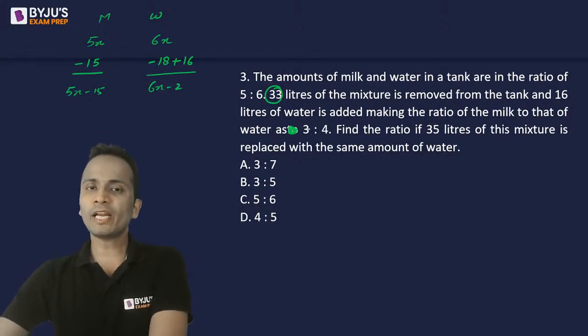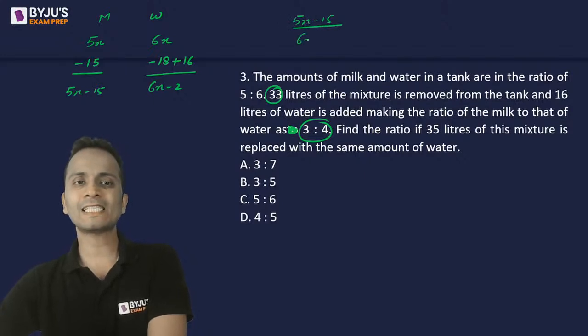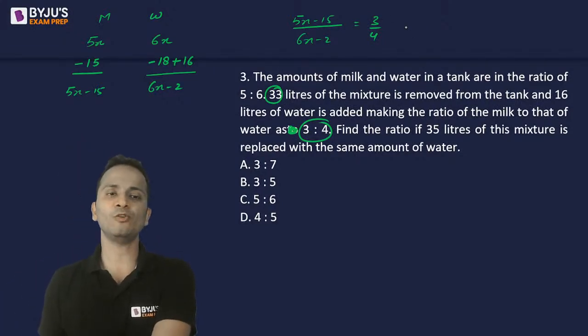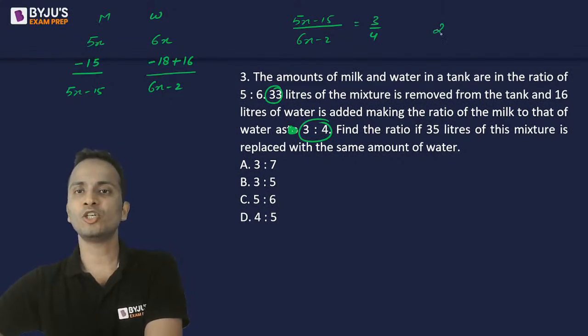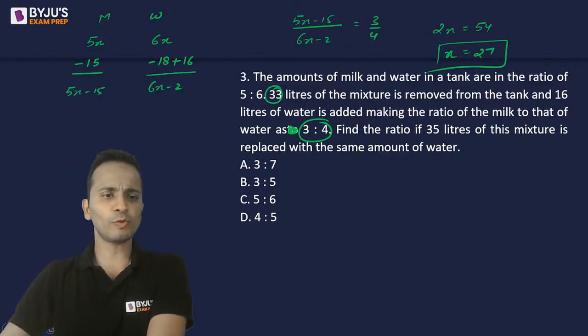Okay. Now the ratio here is 3 is to 4. So I'll equate this ratio. 5x minus 15 upon 6x minus 2 is equal to 3 upon 4. Upon cross multiplication, we can find out the value of x. Okay? So 20x minus 18x, 2x is equal to 60 minus 6, that is 54. So the value of x comes out to be 27. Okay? So we got the value of x as 27.